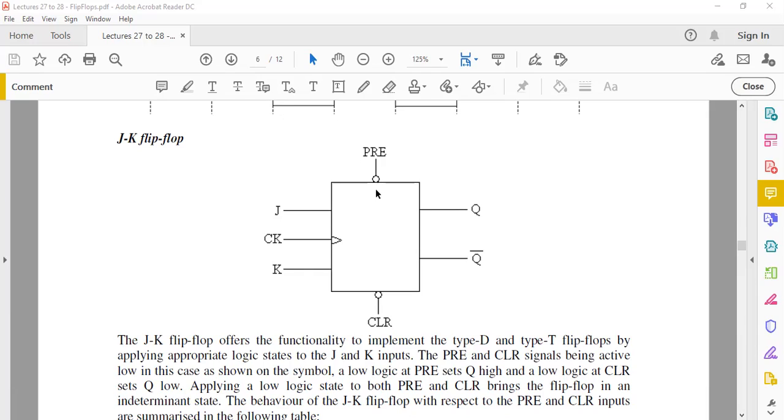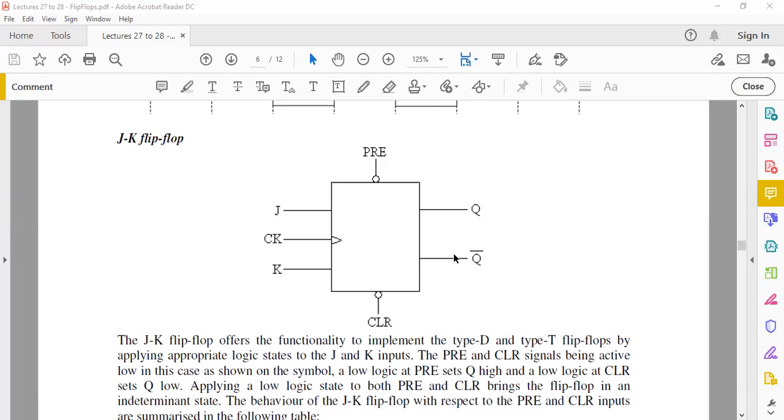You have the small circle here, meaning that these two pins are active low. You can have JK flip-flops with preset and clear active high as well. Just to illustrate that, a small circle next to a pin means the desired change would occur when this pin becomes low. For example, preset means you want to make Q become high. So how can you make Q become high? When preset becomes low.